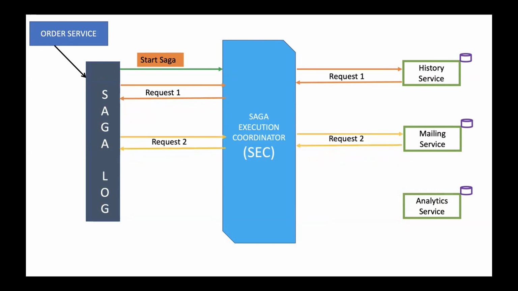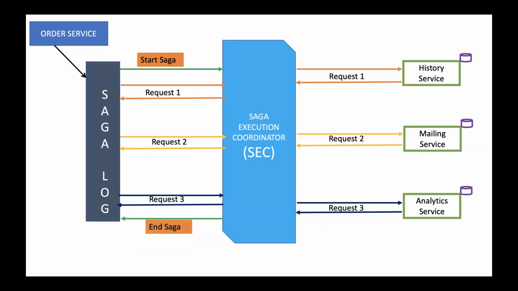Then it initiates another request, which is a mailing request, and it does the same job. The Saga execution coordinator is coordinating between the logs and the different transaction services which play an important role. So here the transactions are completed. Every service will perform its transaction, and after finishing it, the Saga coordinator writes the logs inside the Saga log, and the Saga ends.